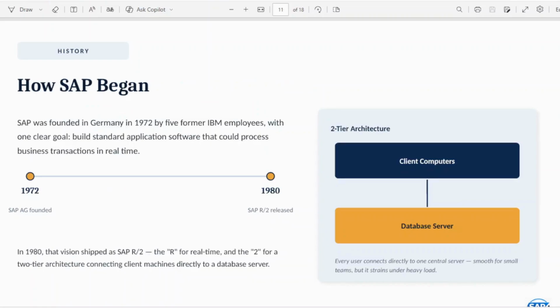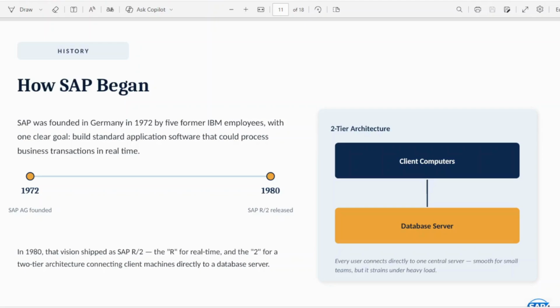And let's go to how SAP began. So now let's talk a bit about history and how SAP actually started. SAP was founded in Germany in the year 1972 by three or five, maybe, former IBM employees, and their goal was simple: to build a standard software that could process business transactions in real time.